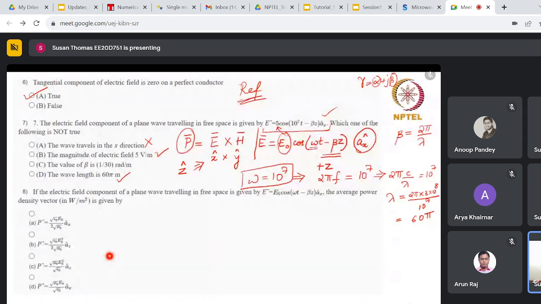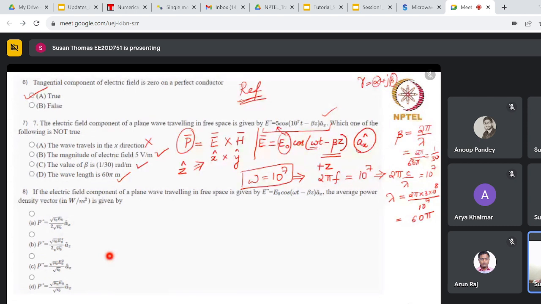Now coming to beta. What is beta? I have already given you the expression 2 pi by lambda. So let me write 2 pi by 60 pi. So what is beta value? 1 by 30. Yes, 1 by 30. So this option C is also true. So what is not true is only option A. So the wave travel direction is plus Z, not the X direction. So I hope this question is clear.